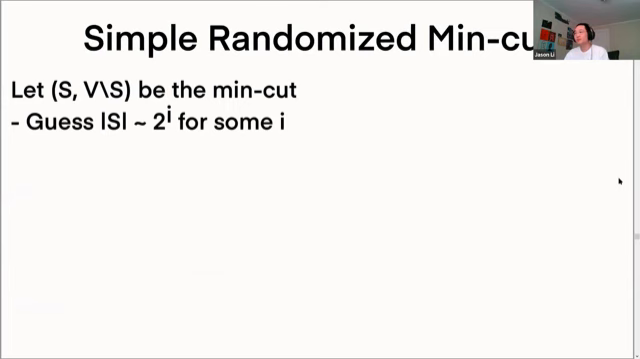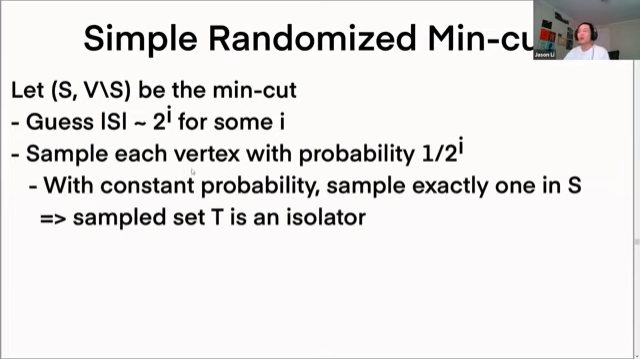simple randomized min cut, a global min cut. So there's randomness here. And the idea is very simple. Consider the min cut, and let's say S is the smaller side. Let's guess S to be roughly size 2 to the i for some i. So we'll just try all i. Now we sample each vertex with probability 1 over 2 to the i.